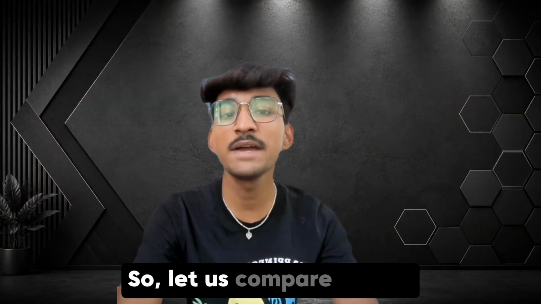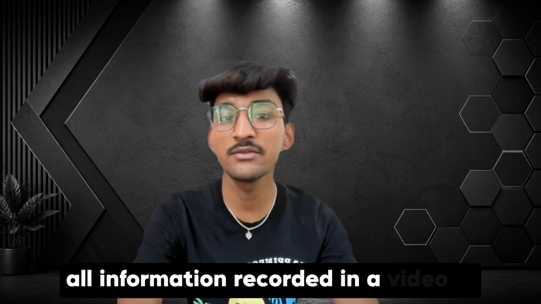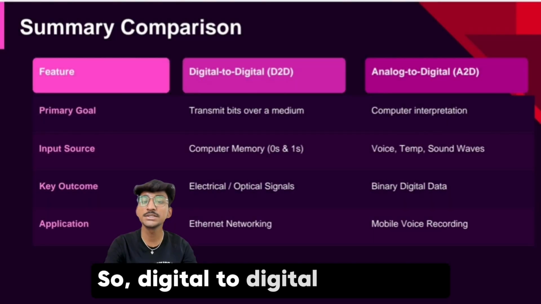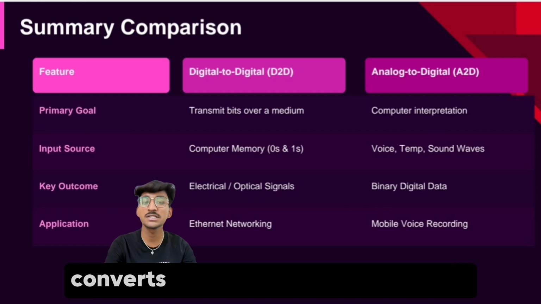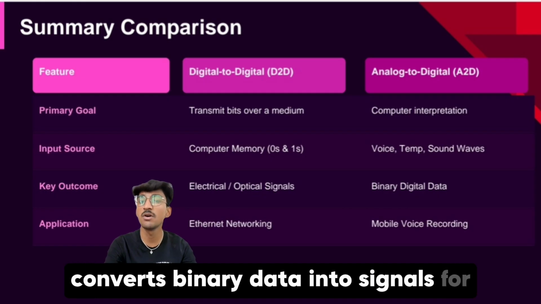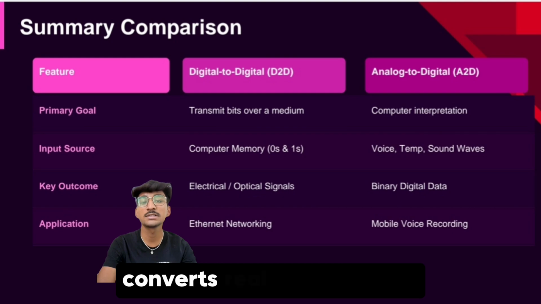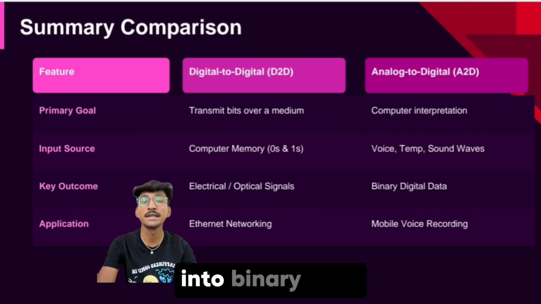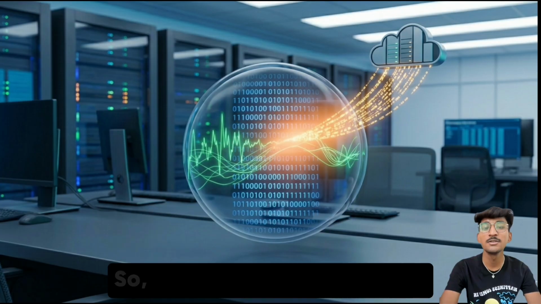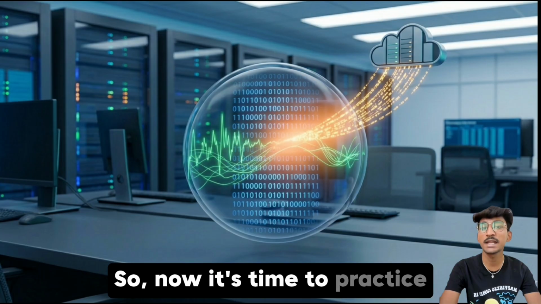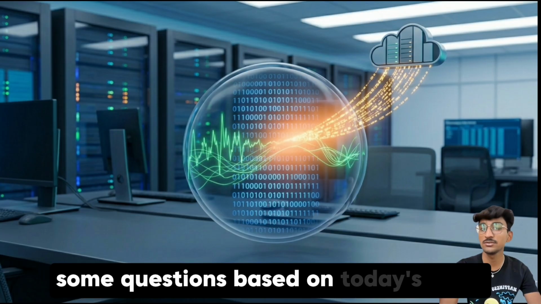So let us compare all this information, recorded in a video within 1 minute. Digital to digital conversion converts binary data into signals for transmission, and analog to digital conversion converts real world signals into binary data. So now it's time to practice some questions based on today's topic.